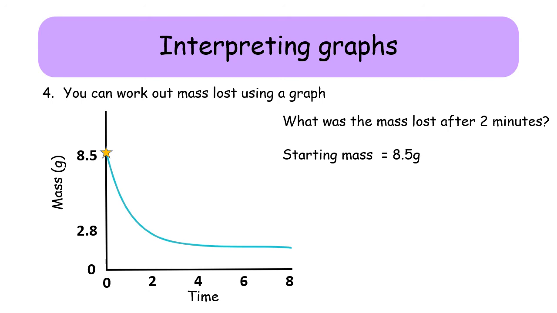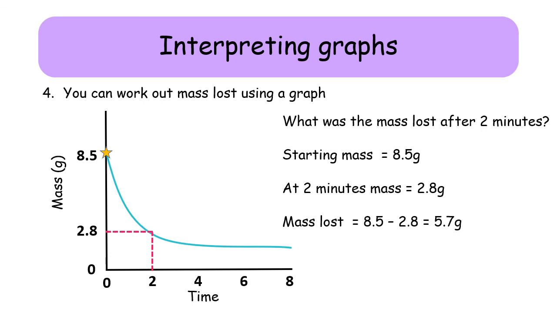Now the next thing is, well, we were asked what was the mass lost after 2 minutes. So we need to know what was the mass at 2 minutes. So we go to the bottom at 2 and we go up and then across, and we can read off the value from the axis, which is 2.8. At 2 minutes the mass was 2.8. And so the mass lost is going to be that change, what has changed. So it's going to be 8.5 minus 2.8 to give us 5.7 grams.